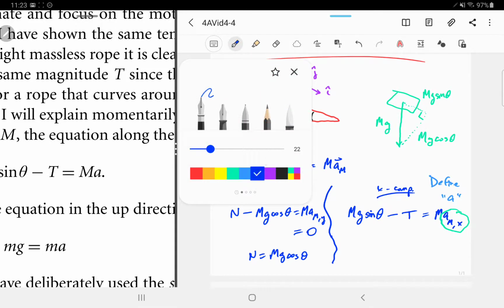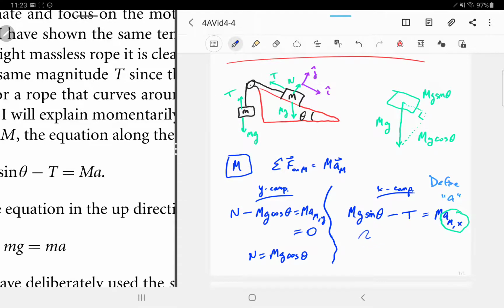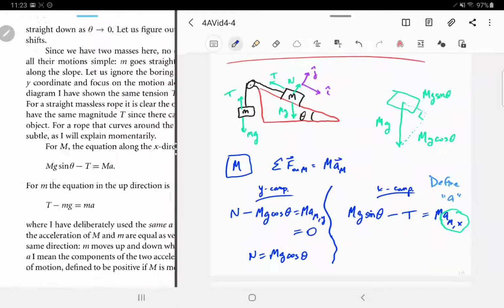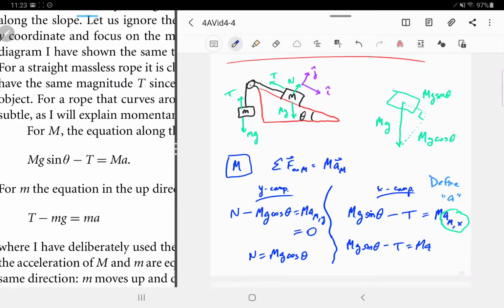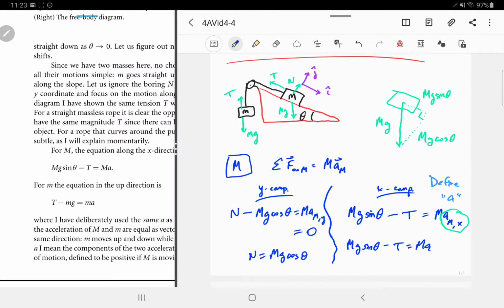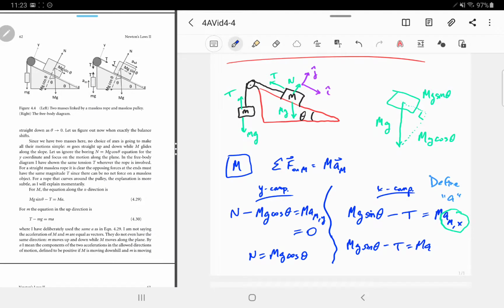Okay, so just rewriting our equation here, we have Ma, and this is going to be the equation that your book has right here. Capital Mg sine theta minus T is equal to Ma. So this is exactly what your book has right here. Capital Mg sine theta minus T equals Ma.